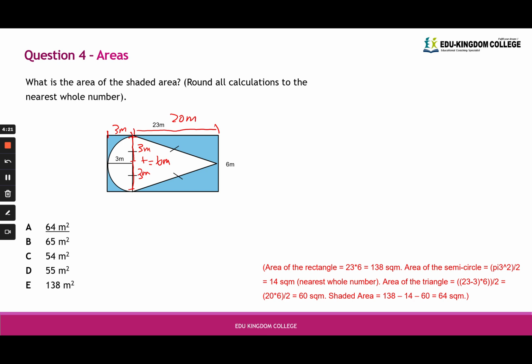And so first we want to find the area of the rectangle. So the area of the rectangle is just going to be, obviously, you do base times length, right? And so you just get 23 times 6, that gives us 138 meters squared, all right? And we do the area of the semicircle.